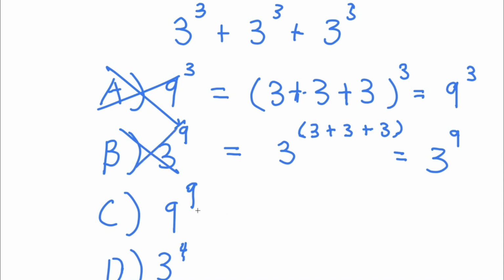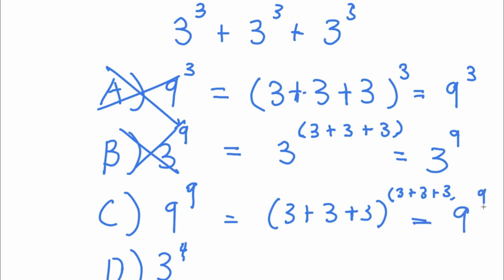So now over here, I have 9 to the power of 9. And how you get this is you add all the exponents and the bases. So you do 3 plus 3 plus 3 to the power of 3 plus 3 plus 3. And you get 9 to the power of 9. This method is wrong as well.